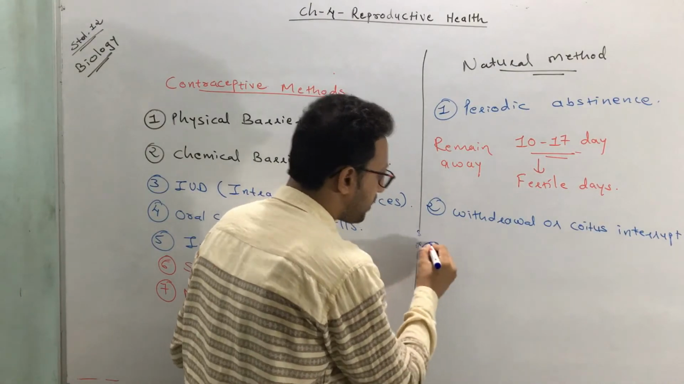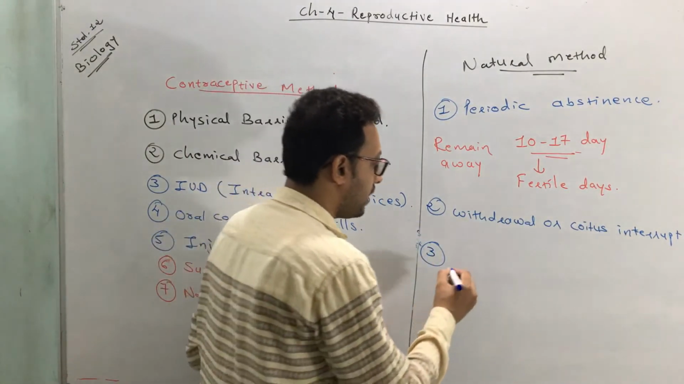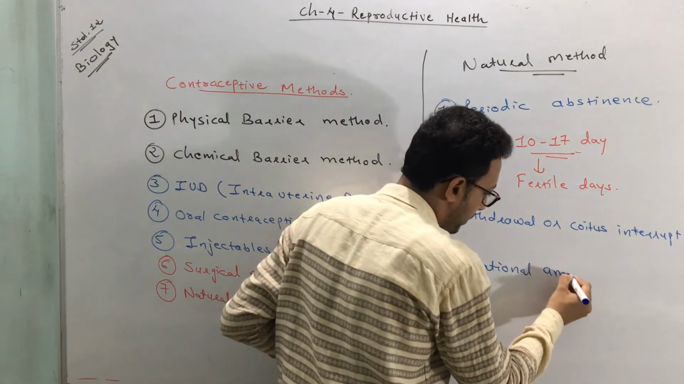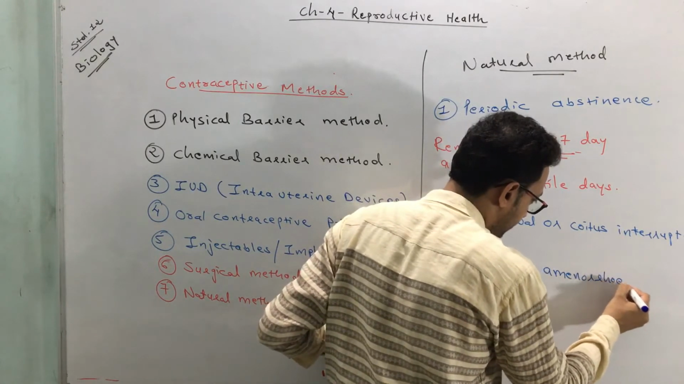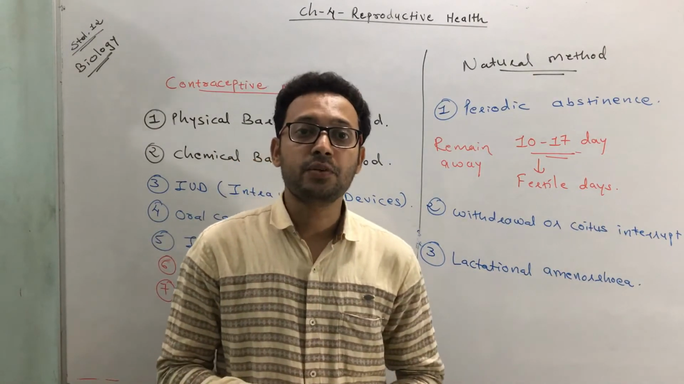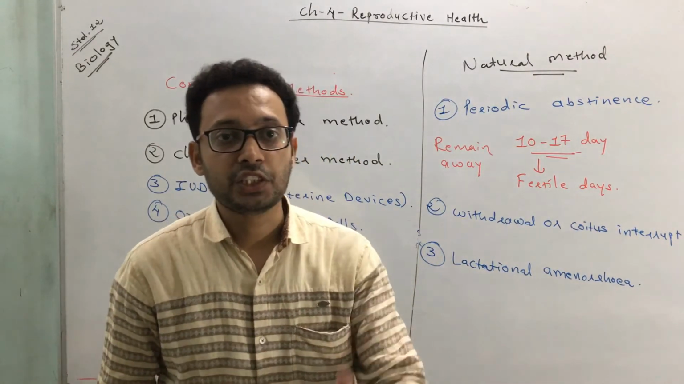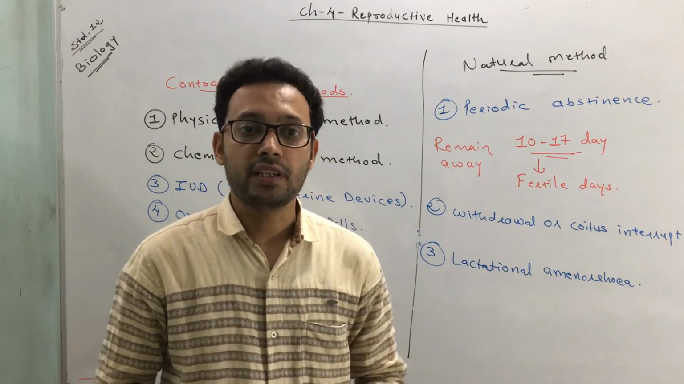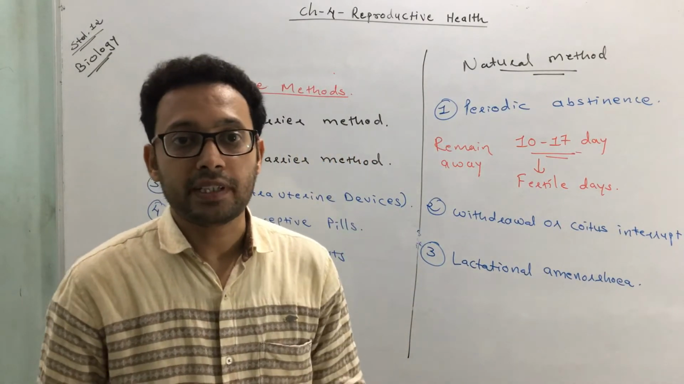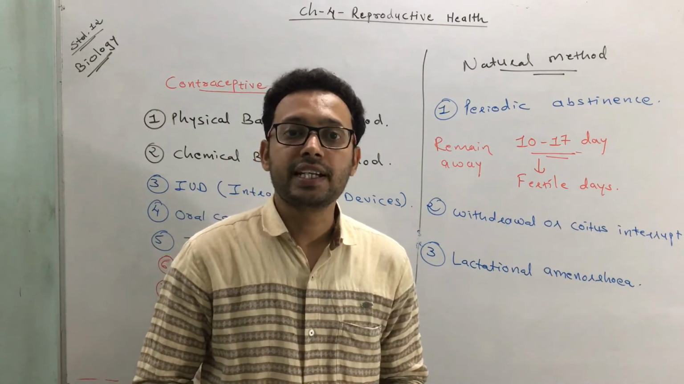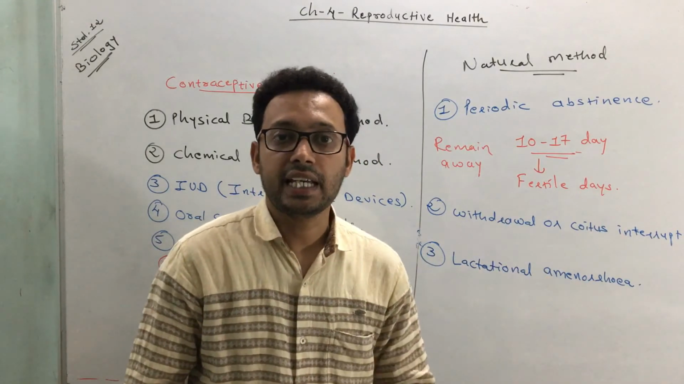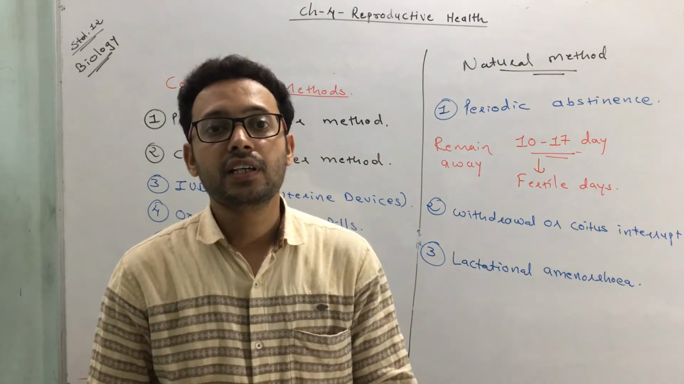The third natural method is called lactational amenorrhea. You know the meaning of amenorrhea: it means absence of the menstrual cycle. And lactation is the nourishment of the offspring or baby in the form of mother's milk. This is called lactation. So lactational amenorrhea means absence of the menstrual cycle during lactation.